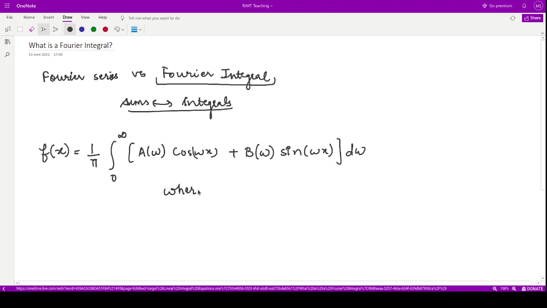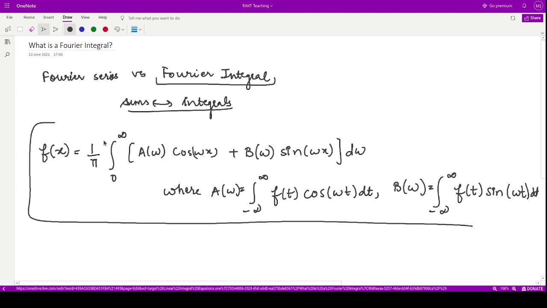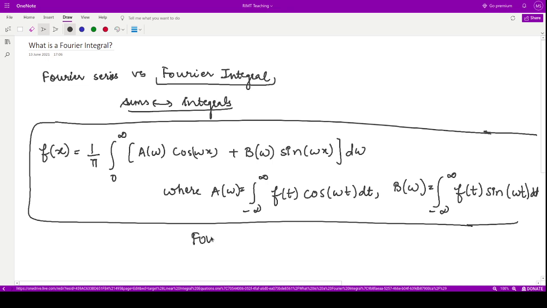Where your a omega is equal to, taking the integration from minus infinity to infinity, f of t cos omega t dt, and your b omega is equal to, taking the integration from minus infinity to infinity, f of t sine omega t dt. So let me write down, this is your Fourier integral representation.